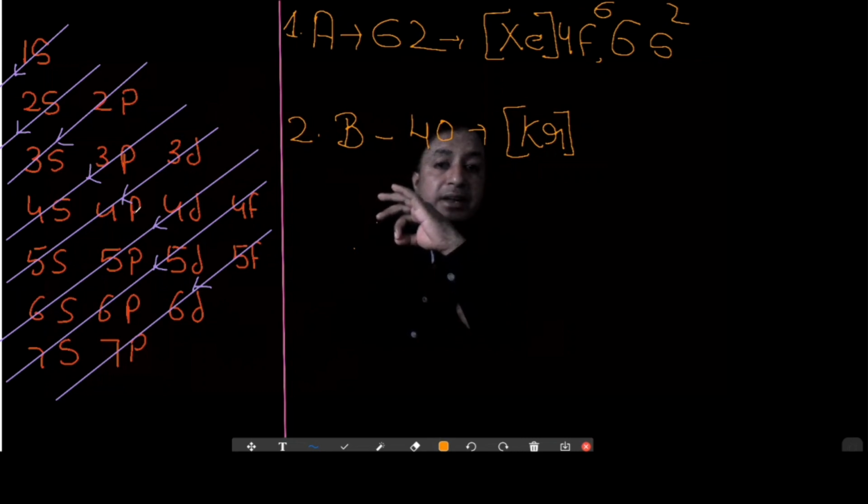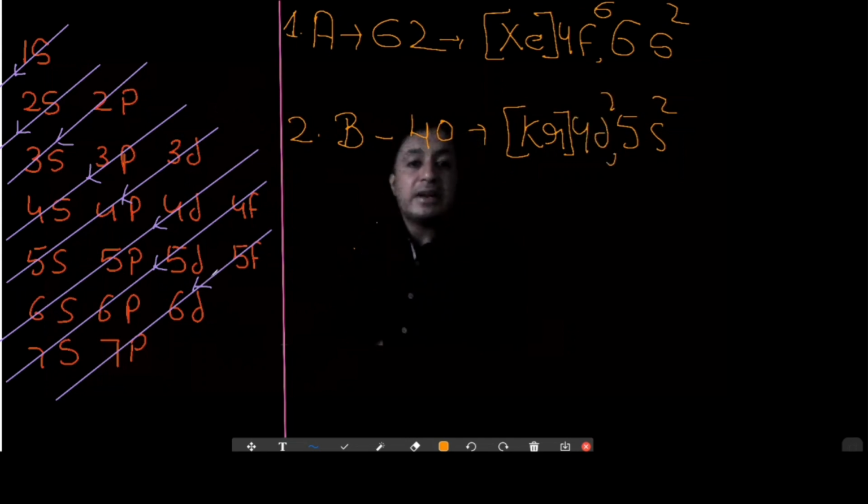So how many are left? Next, 4 electrons are left. The next electrons are going to be in the 5s orbital. 5s can accommodate only 2. So the rest of the 2 will be going next in the 4d orbital. So it will be 4d2. Like that you can write its electronic configuration.